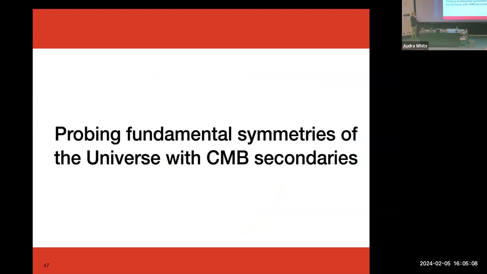In the last part of the talk, I want to very slightly change gears, and I will talk about something a little different that connects to probing symmetries of the universe with CMB secondary anisotropies, and I'll show how this links back to the rest of the talk at the very end, so please bear with me a little.